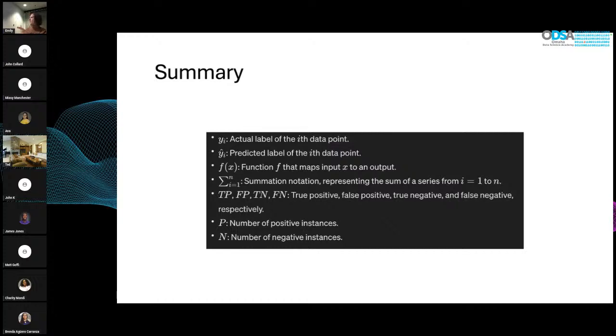So in summary, these are the things that we talked about. These are the things you should feel very comfortable with. Our y at i, just meaning the index, meaning the row or the observation that we have that actual label for, our ground truth. Our y hat, our predicted value. f of x is our function that maps x to output. Here's our summation function representing the sum of the series from, in this case, i equals 1 to n. TP, FP, TN, FN, that's our true positives, false positives, true negatives, false negatives. I'll probably use this type of notation most of the time, because it's more concise. P represents our positive instances and N represents our negative instances.